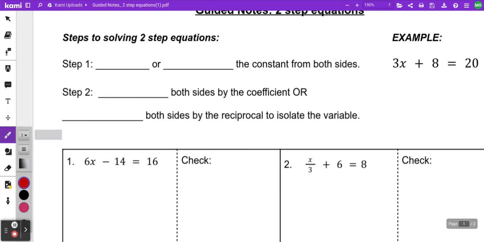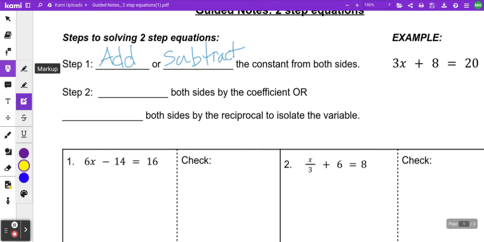Okay, if I ever go too fast, the nice thing with videos is that you can go ahead and pause it so you can catch up to get what you need. All right, two-step equations means there's literally 2 steps, okay? Step 1, we are either going to add or subtract the constant from both sides.